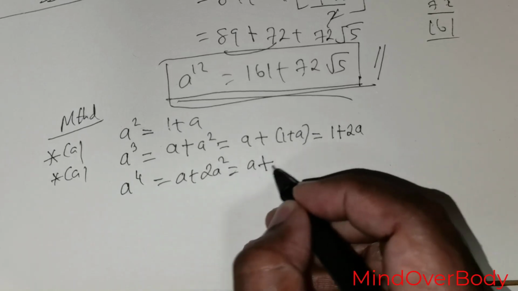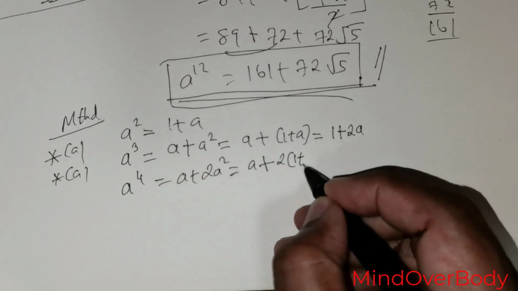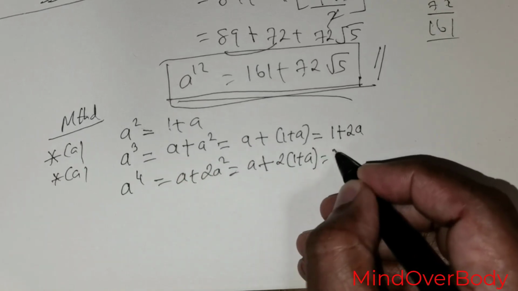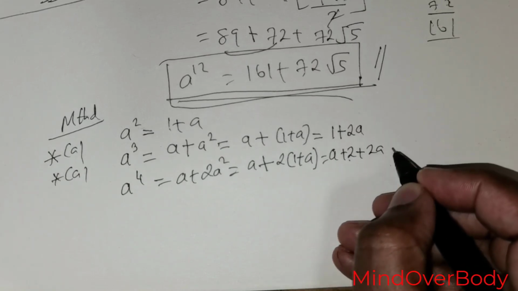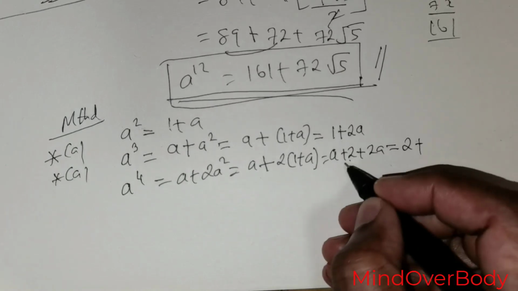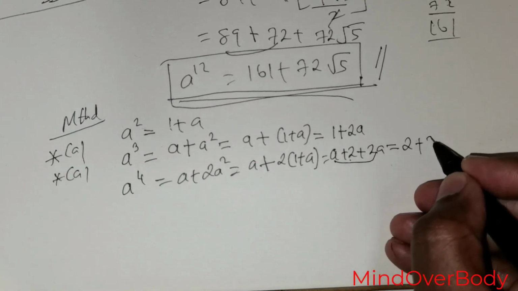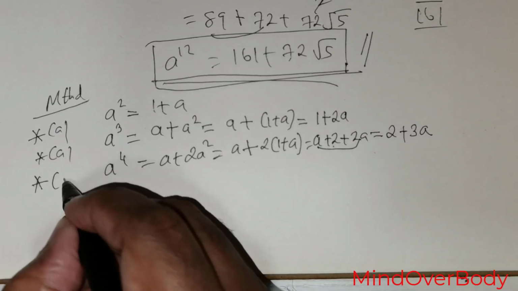I'm going to rewrite this: a squared is 1 plus a. So substitute that. This is going to be a plus 2 times a. I can actually rewrite this as 2a plus a, that is going to give you 3a. Now multiply this by a again.